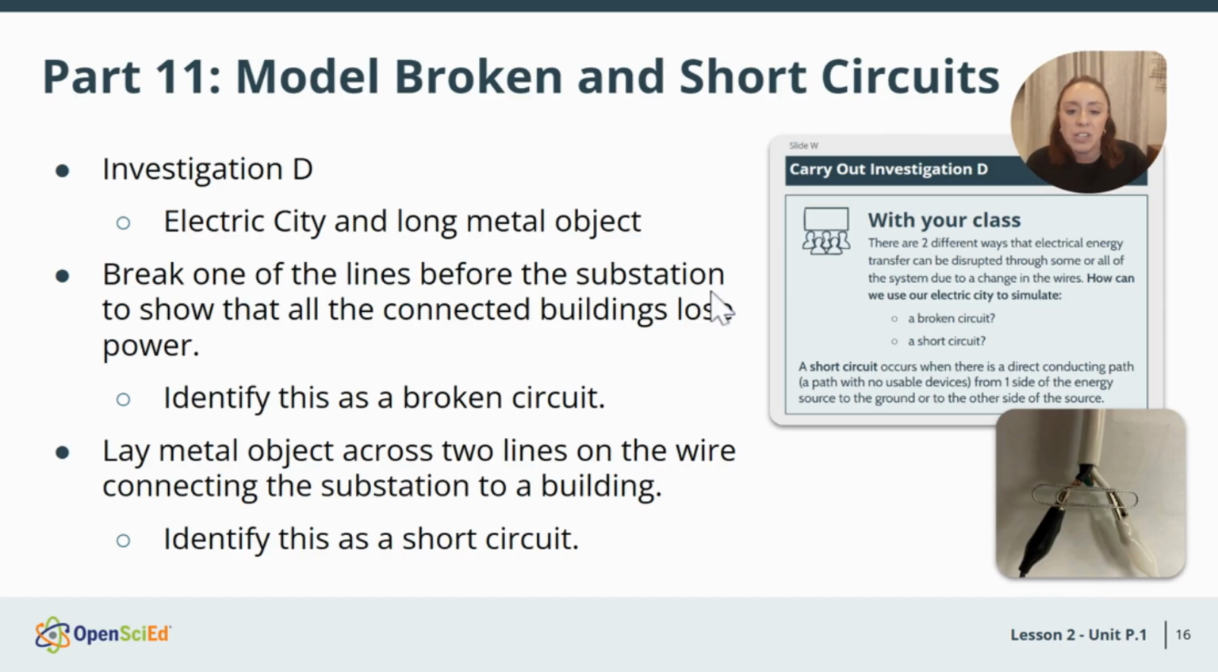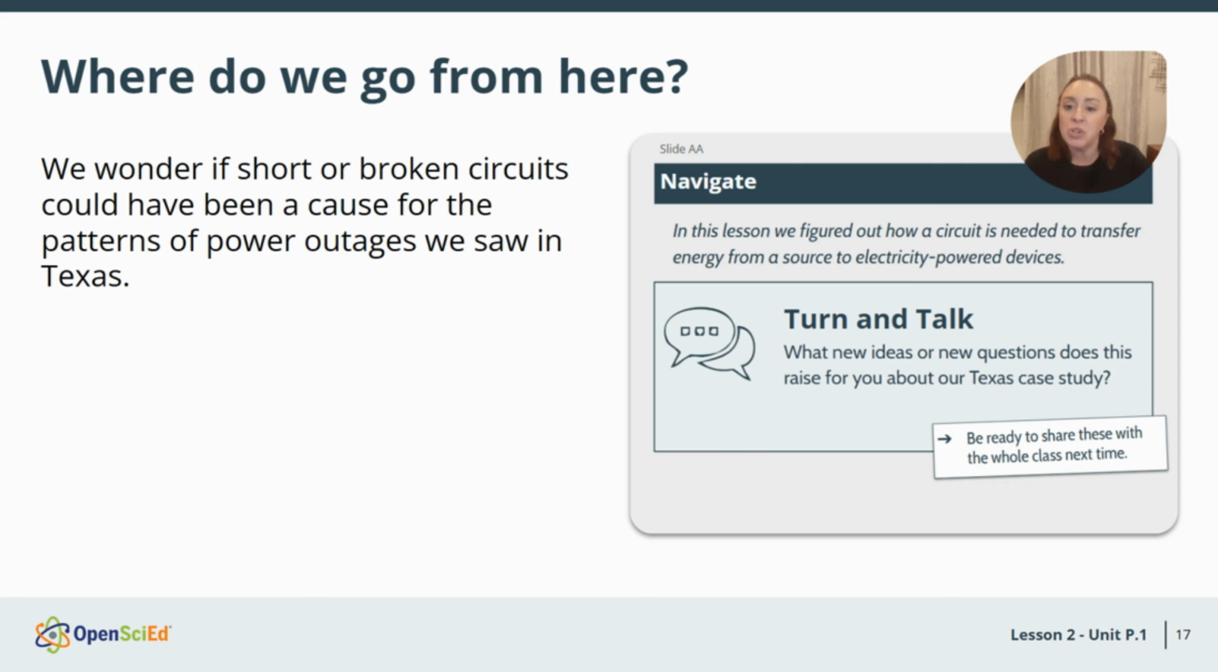So we'll break one of the lines to represent a broken circuit, and we'll lay some sort of metal object like scissors or a paper clip, or even your keys, across two of our metal connections to develop a short circuit. And so from here, we're wondering if these short or broken circuits could actually cause what we saw happen in Texas. And so that's what we'll investigate in the next lesson, lesson 3.